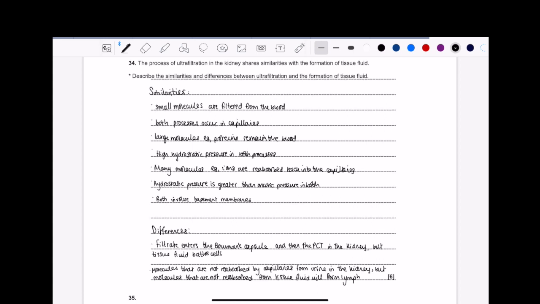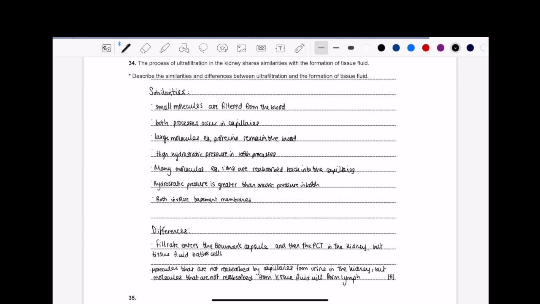But then when it comes to differences, you need to think a bit more. For differences, we've got filtrate enters the Bowman's capsule and then the PCT in the kidney, but tissue fluid baths the cells, right? That point is about the steps that occur in each process. So they would normally be the differences, whereas similarities are just the things that are happening or are within that process, right? So molecules or the pressure or there's this membrane, there's that membrane, stuff like that.